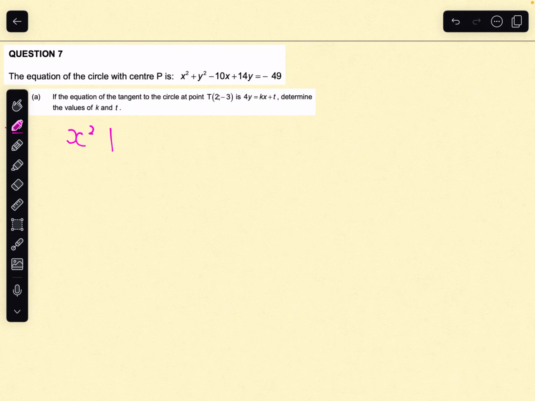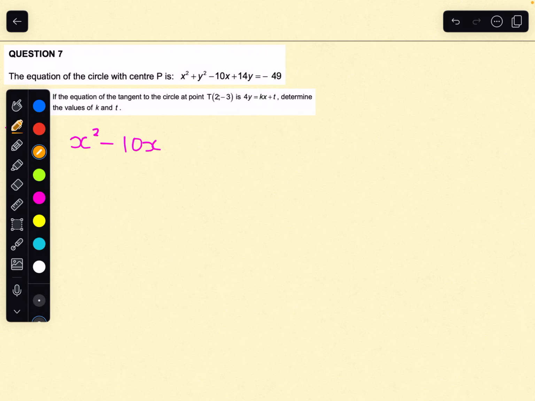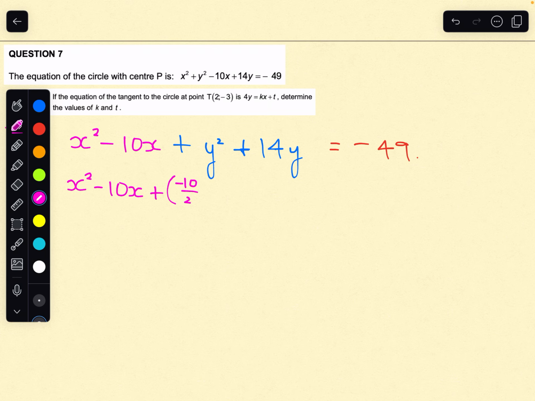x squared plus y squared minus 10x. I'm just going to assist myself and group terms that are talking about the same variable, and all of this is equal to minus 49. The reason why that's important is because we want to complete the square for the x parts and complete the square for the y parts.